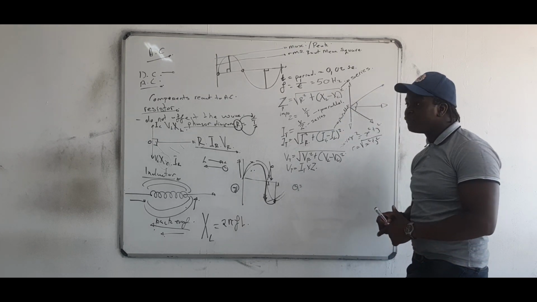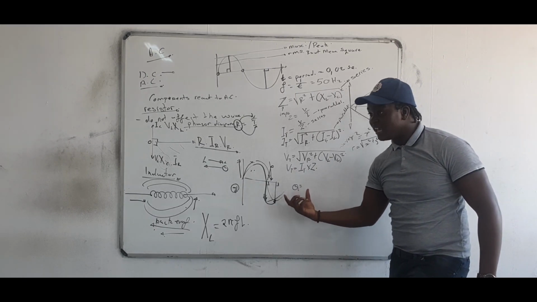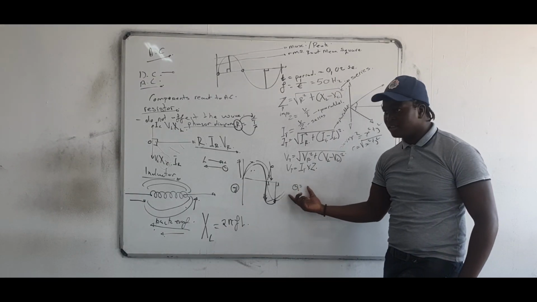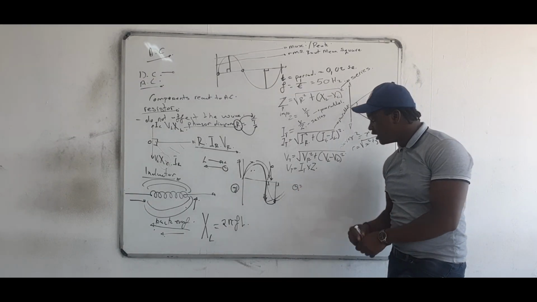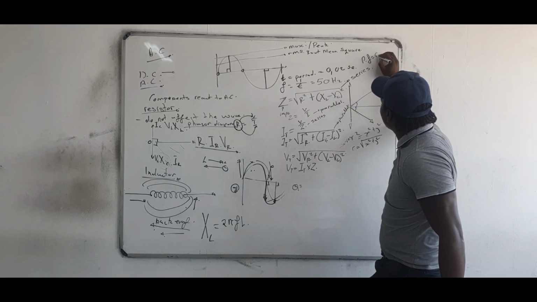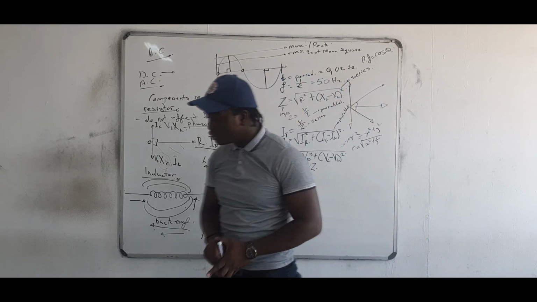Are we together? If you're in N4, N5, and N6, you can then use this phase angle to calculate your power factor. Are we together? Even N2, N3, they can ask you the power factor. Power factor, just write this down for me. Power factor is equal to cos theta. Just write it down for me. They are going to ask you that.